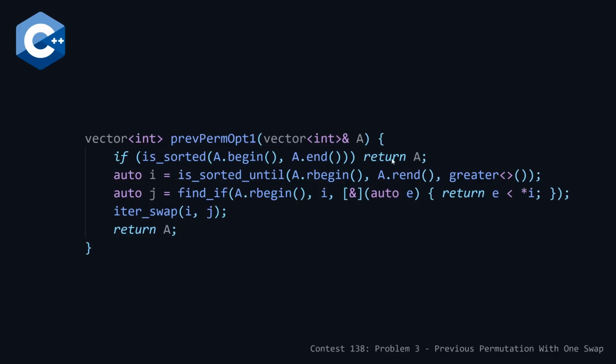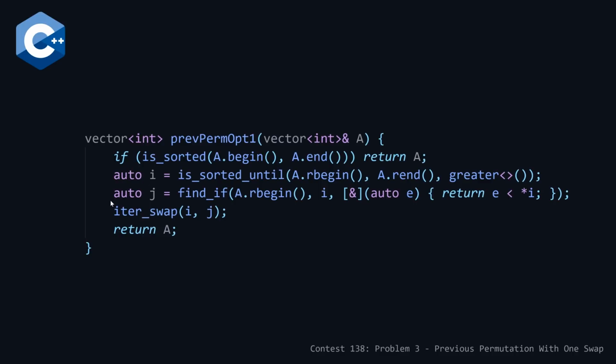So once again, we deal with our corner case. If it's sorted, just return the original array. Then we make a call to isSortedUntil, and we pass it reverse iterators because we're starting from the end. And then we also want to pass it the greater than binary operation or comparator so that we know that we're looking for this array sorted in descending order until that element that breaks that pattern. And so now we have an iterator pointing to that element.